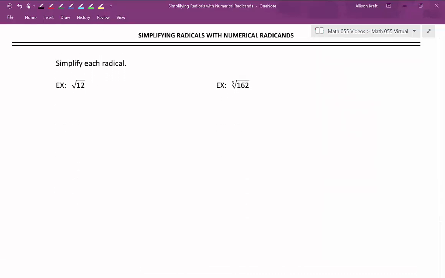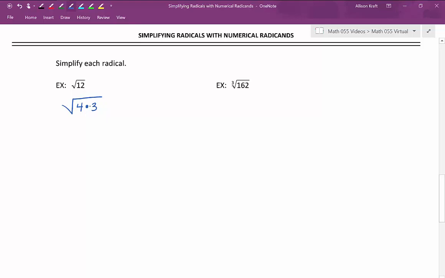Let's simplify the square root of 12. We want to find the largest perfect square that is a factor of 12. The largest perfect square that's a factor of 12 is 4. 12 can be rewritten as 4 times 3.